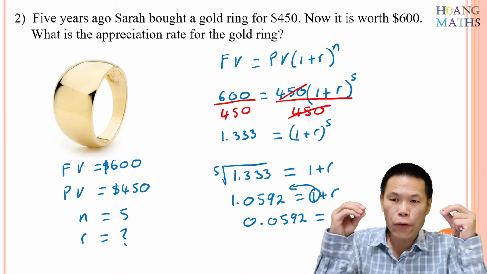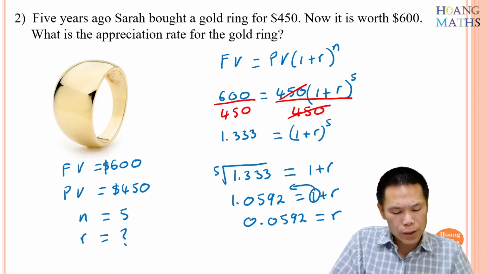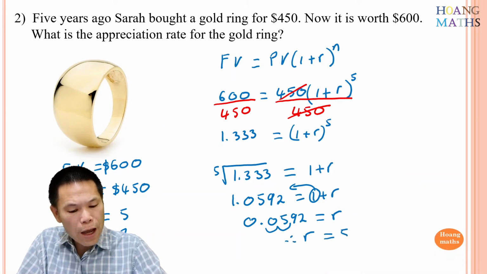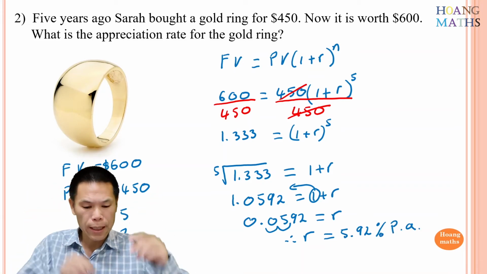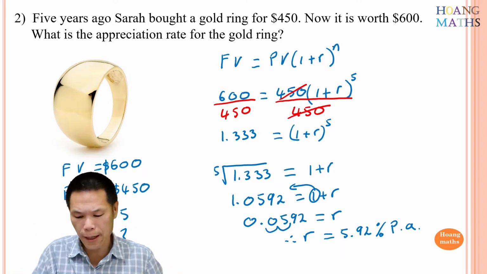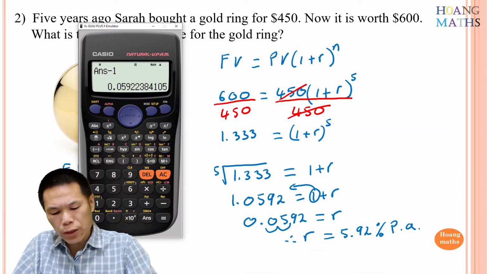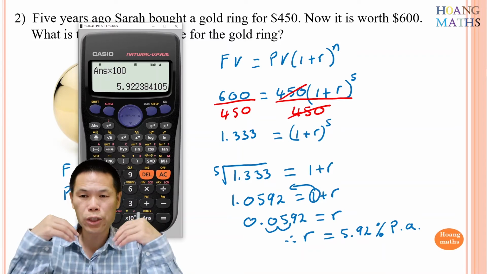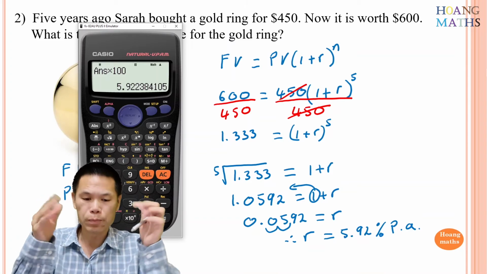I can convert this to a percentage by times 100, which moves the decimal point 2 places. So R is equal to 5.92% per annum, correct to 2 decimal places. Otherwise, I can always use the calculator: minus 1 and then times 100 because I want to convert to a percentage. There you go, 5.922 and so on, so we round to 2 decimal places: 5.92% per annum.